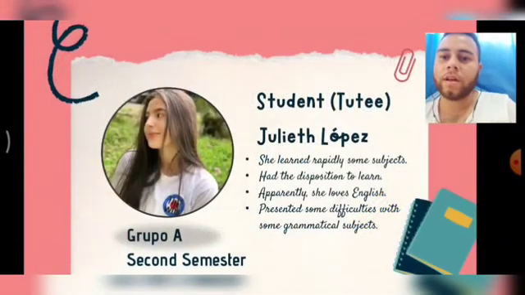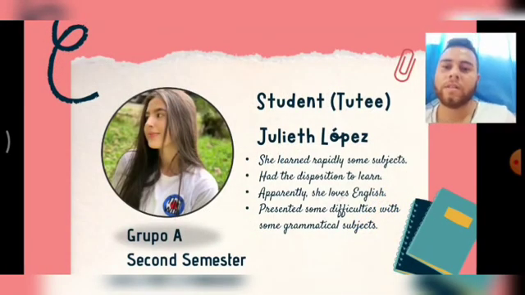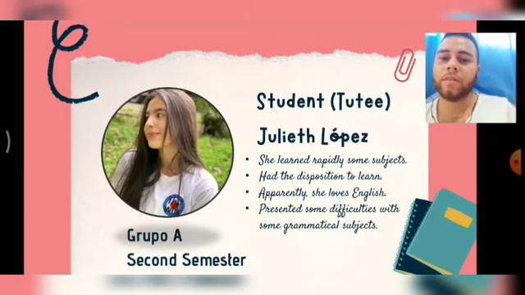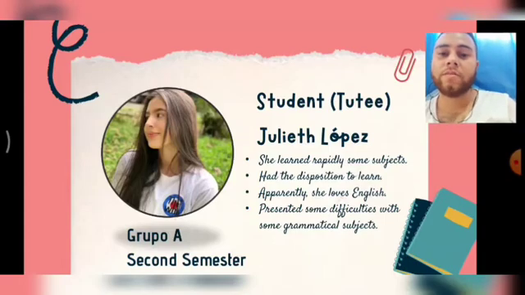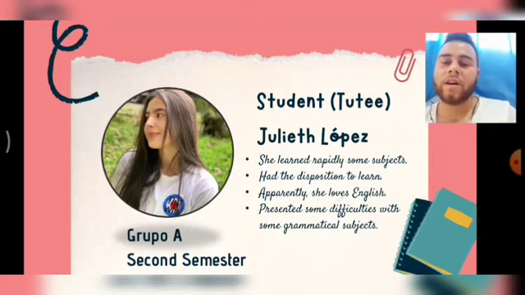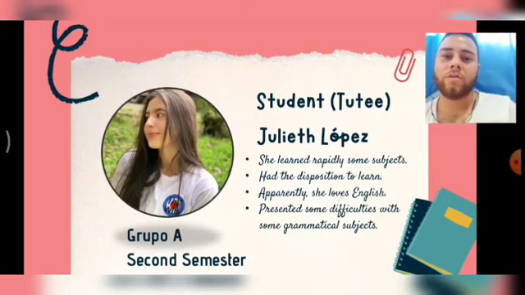So, to start, I want to do a presentation about my tutee, and her name is Juliet Lopez. She is a second semester student, and she's from Group A. In this process of tutoring, she learned rapidly. Also, she's a student who had the disposition to learn during this peer tutoring.